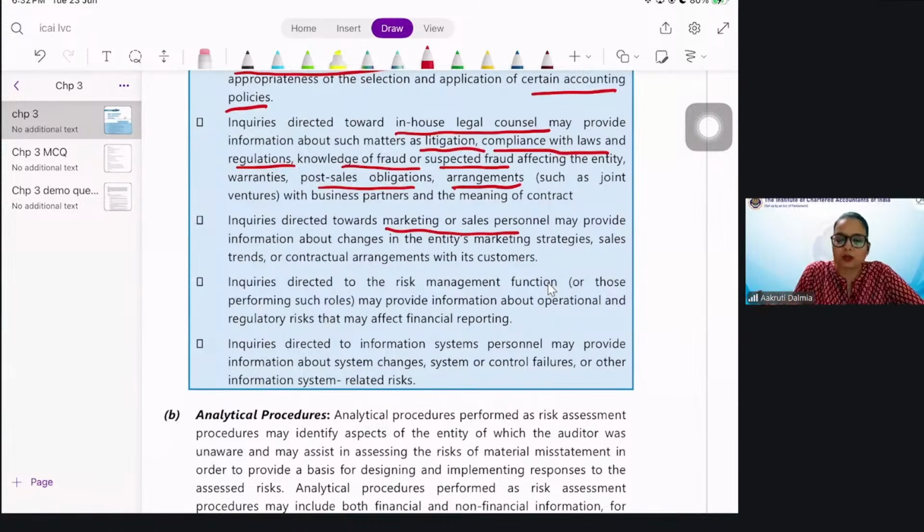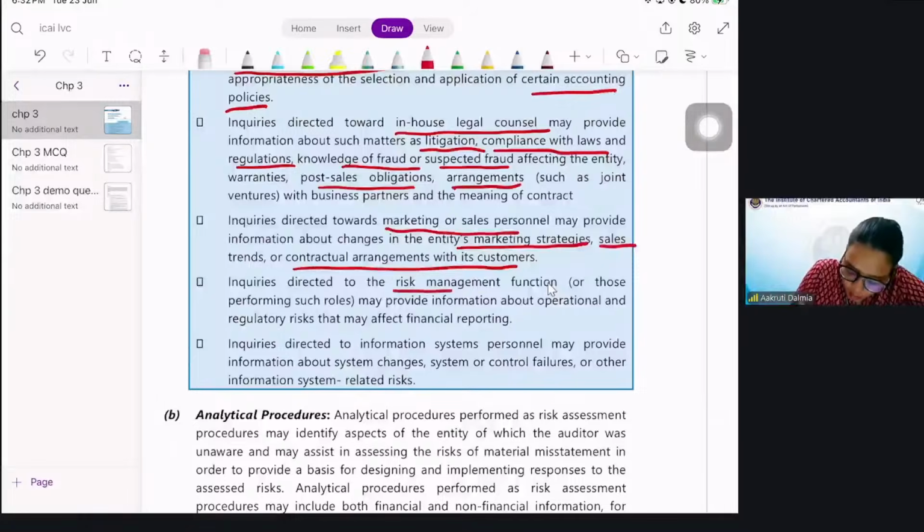That is why you need to talk to marketing and sales people, so that you know the entity's marketing strategies, what the sales trend is, what your arrangement with customers is. Then you can talk to the risk management team or anyone who's performing such roles. It is not necessary that in all companies you will find a risk assessment team, but you can definitely find people who are doing these tasks. So they can give you information about some risks that are there in the company.